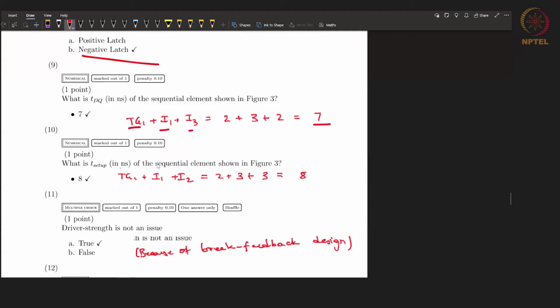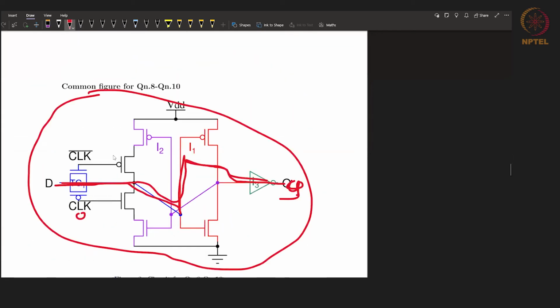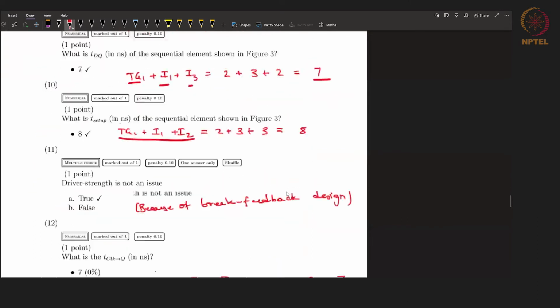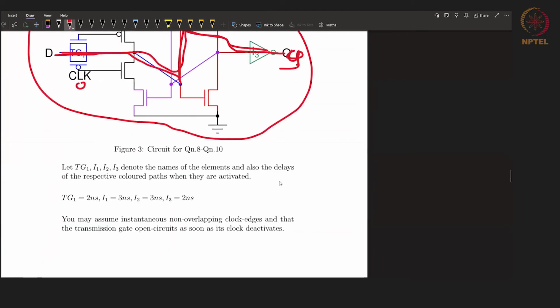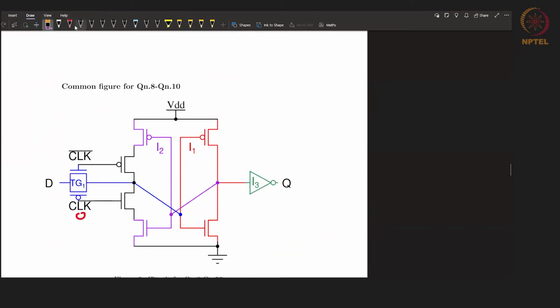What is the T setup of the sequential element shown in figure 3? Again, TG1 plus I1 plus I2. What is the time required for you to be stable? You start over here, you go to I1, and you should not only complete I3, this should also have affected I2, and the data should remain. That is the aim of T setup.